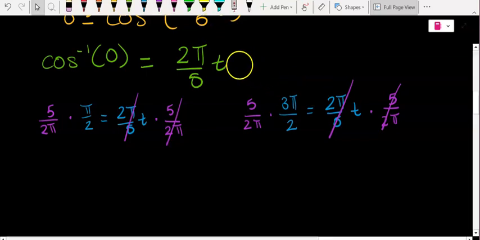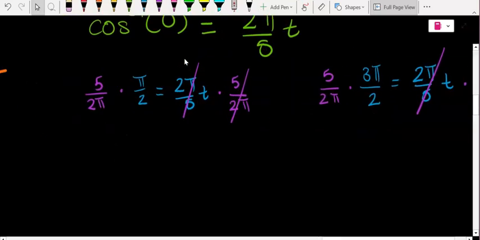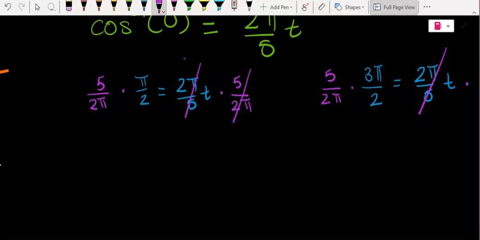But on the left side of both of these equations, it's going to be a little bit different. So the pi's will cancel out, so I'm going to have pi canceled here, but I'm still left with the 5 and the 2 and the 2. So this is really going to be t is equal to 5 over 4. And then over here on this side, again, the pi's are going to cancel out, and I'll be left with 5 times 3, which is 15. And so I'm going to have 15 over 4. So this is what I'm going to have.